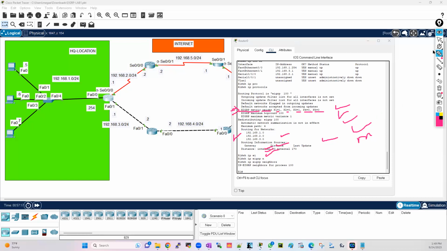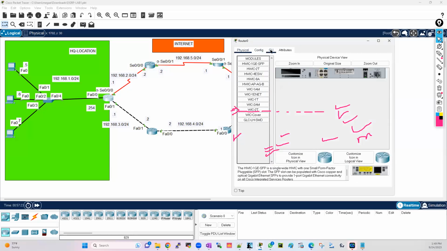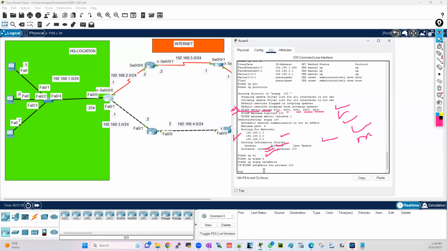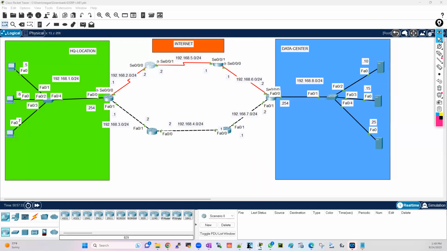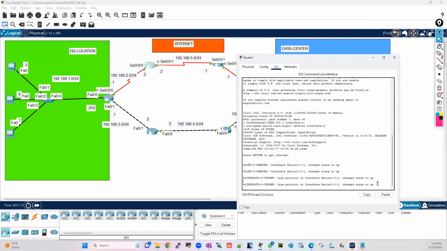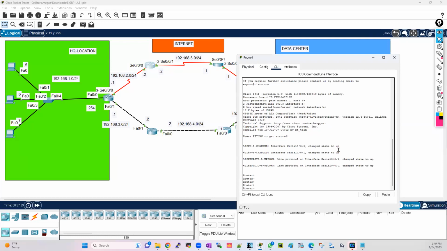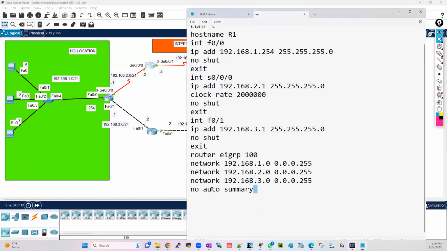Okay, let's move on quickly. Let's configure the second router, and then we move to the next page. In other words, we are finished with this. We click on second router, which is Router 2. This one will be very fast because I've already explained everything.